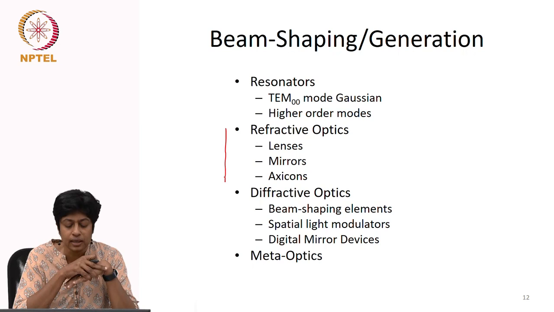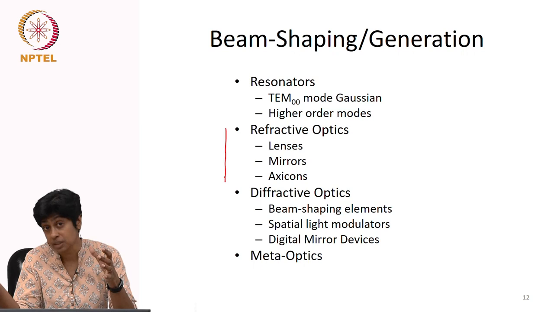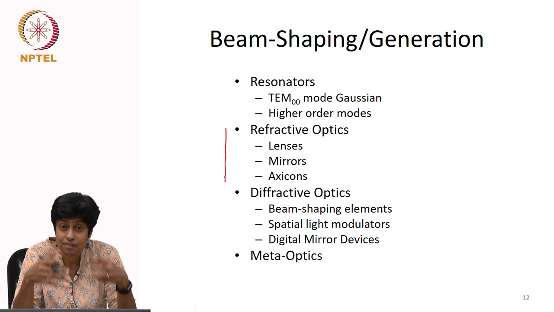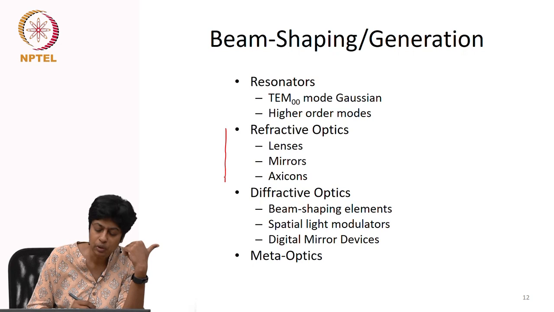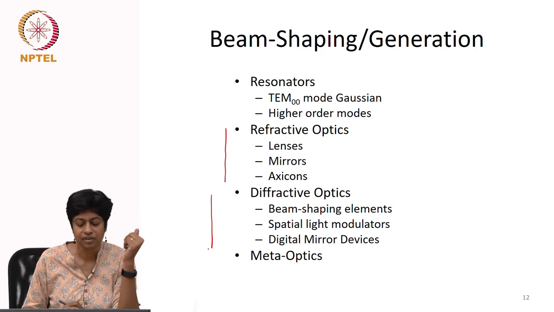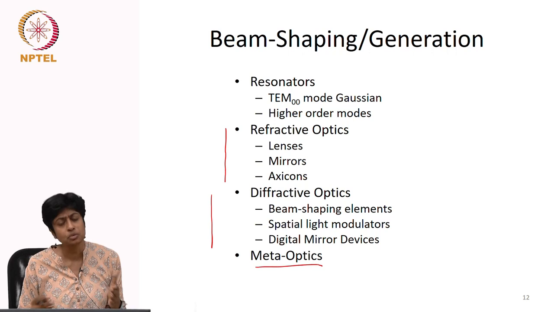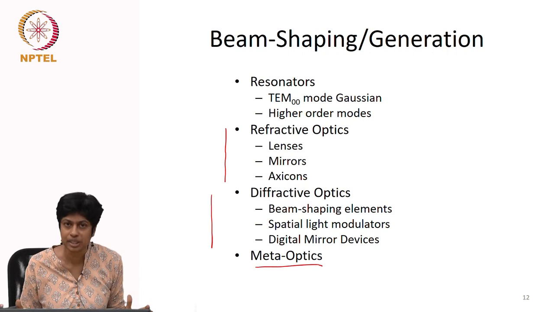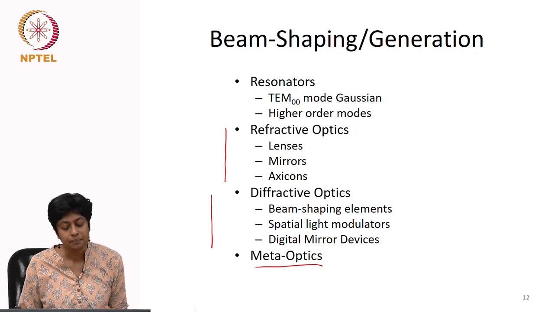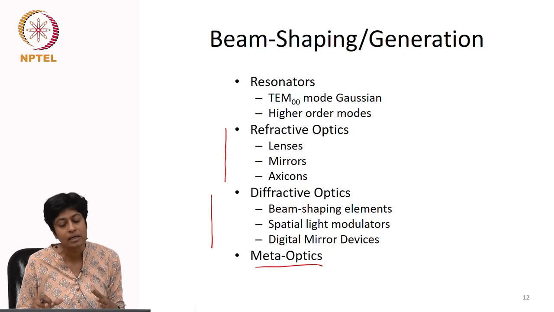You also have resonators. The way the light comes out, it comes out Gaussian from a source. That is because of the resonator in the laser. So that itself can be thought of as a beam shaping device. And what we will look at a little bit in the next few slides is diffractive optics. Just for the sake of completion, I also mention meta optics, which over the last decade or so has really revolutionized the way one shapes light, and it has some advantages over diffractive optics. But even to understand that, it's best to go through diffractive optics. So for the remainder of this class, we will look at diffractive optics.